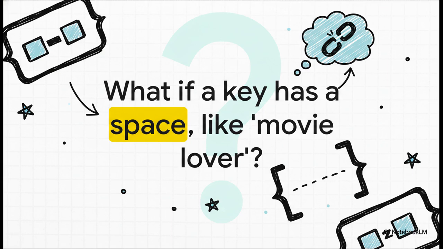Now that dot notation we just talked about is awesome, but it's got one little weakness. It only works for simple keys. No spaces, no hyphens, no funny business. So, what happens when you have a key that looks like this, with a space in it? How do you even access that?